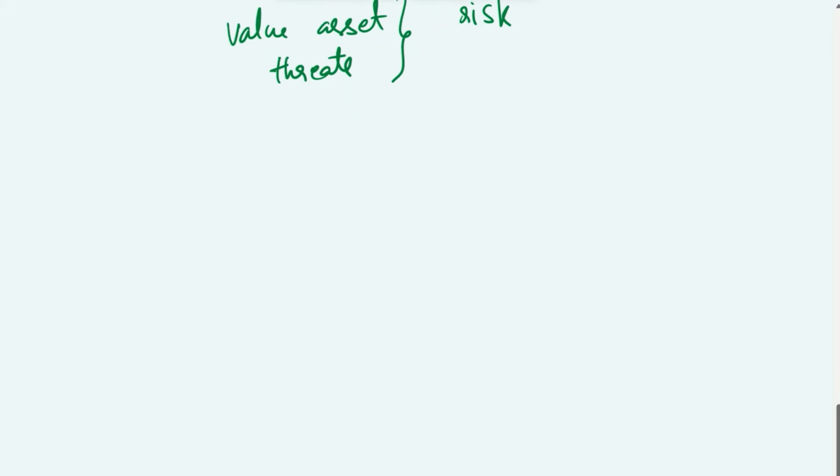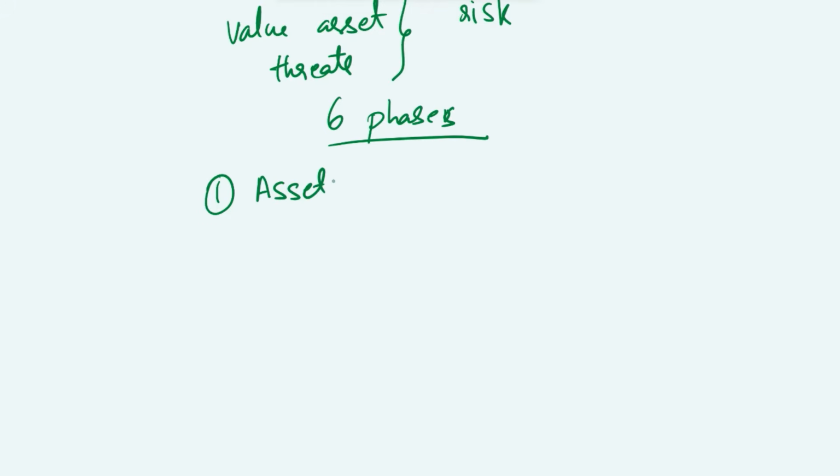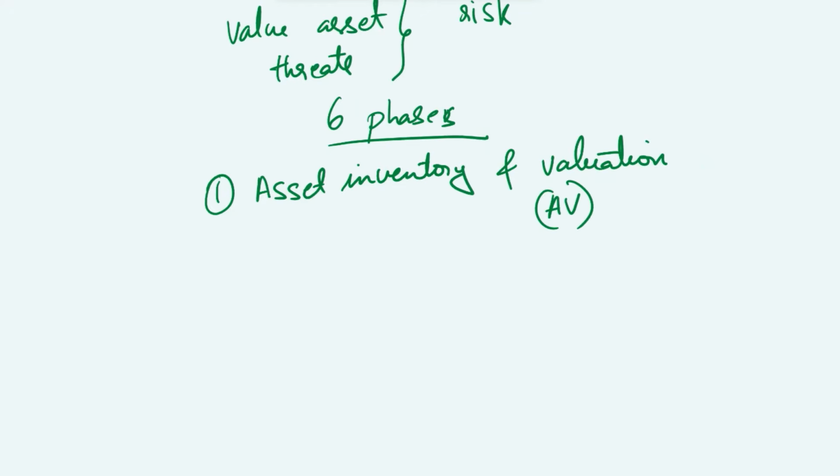There are 6 phases, the major ones in quantitative risk analysis. Let's see them one by one. The first one is asset inventory and valuation. So first we inventory all the assets and then assign a value, called asset value, to each of these assets. An asset value refers to the monetary worth or financial value assigned to an asset within an organization. An asset can be any resource or item that holds value and contributes to the organization's operations, revenue generation, or overall value, like we discussed before.